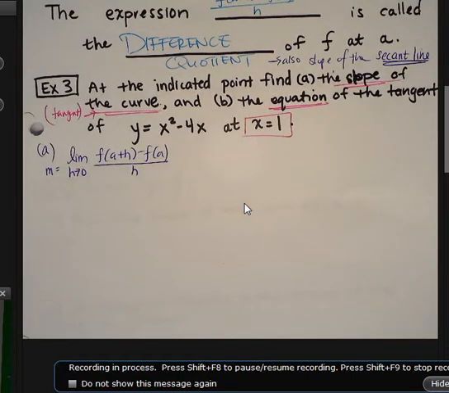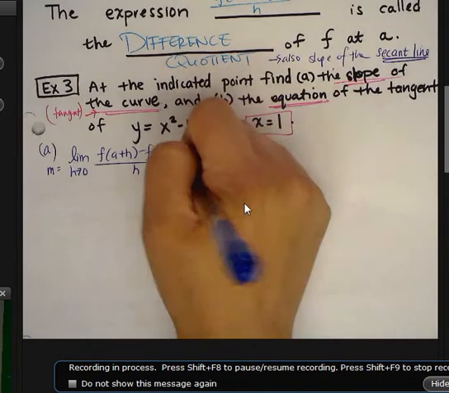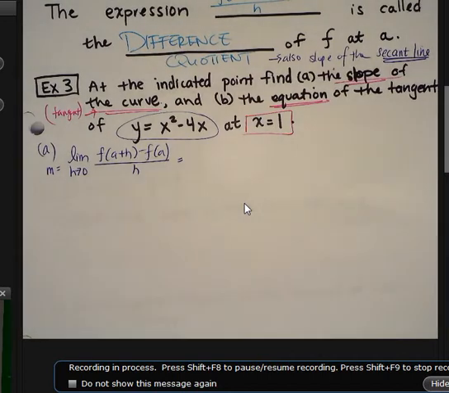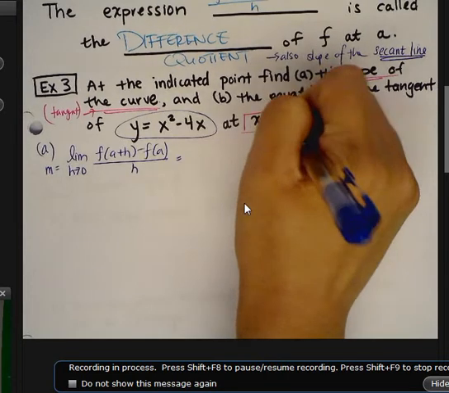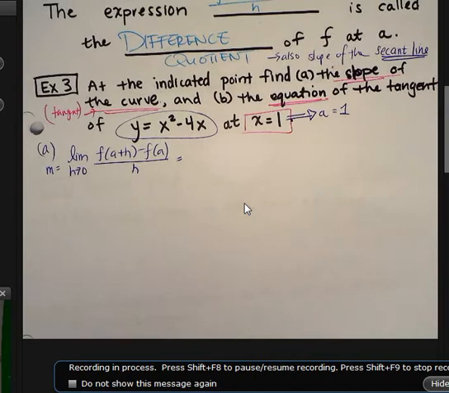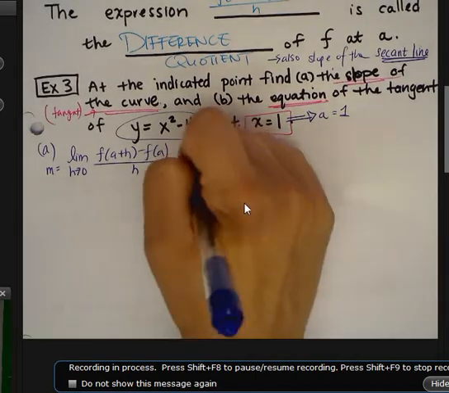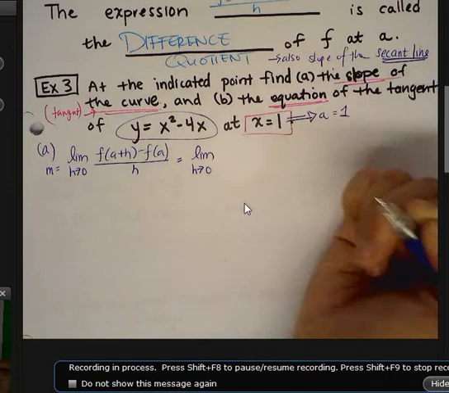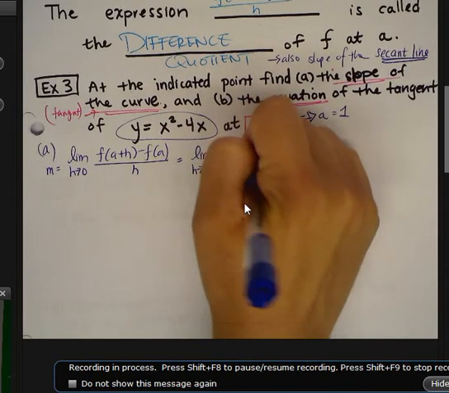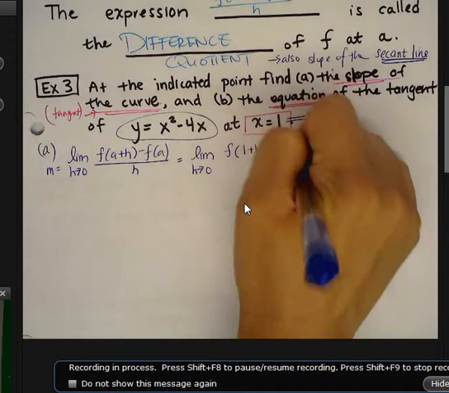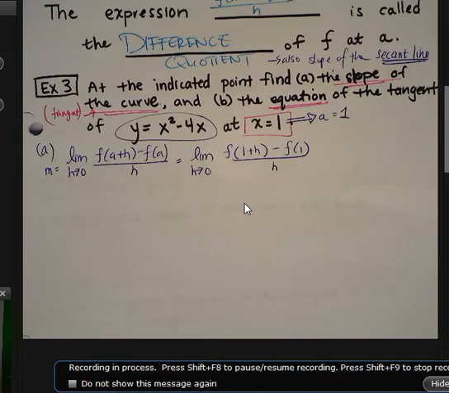According to the definition, that's how you find the slope of a curve, right? But what's our function? x squared minus 4x, right? And what's our a? Our a is where we actually, our x value, that's 1, right? So basically, I'm going to take it one step at a time. We want the limit as h goes to 0 of f of 1 plus h minus f of 1 over h. Do you guys see what I just did there?